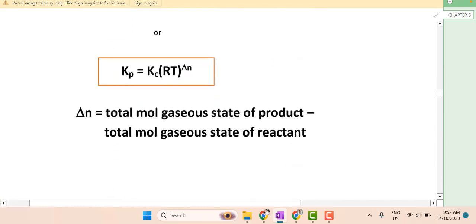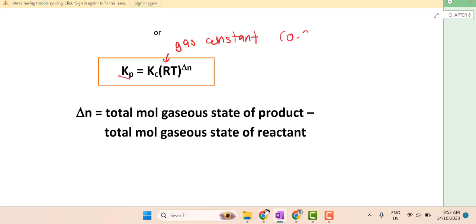And then the equation is Kp is equal to Kc bracket RT delta N. R is a gas constant. The value is 0.08206. T is temperature in unit Kelvin. Okay, so delta N is actually total mole gaseous state of product minus with total mole gaseous state of reactant. So you need to memorize this equation.